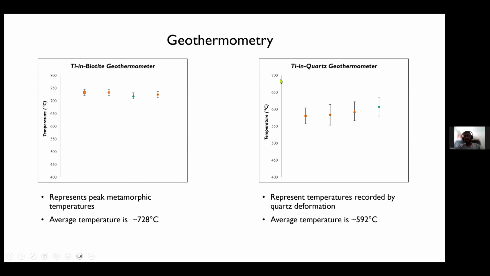The reason for that is that titanium in the quartz is known to reset during dynamic recrystallization. And so the titanium values in the quartz are representative of the temperatures during the last deformation event. And so these are interpreted to represent temperatures of deformation.